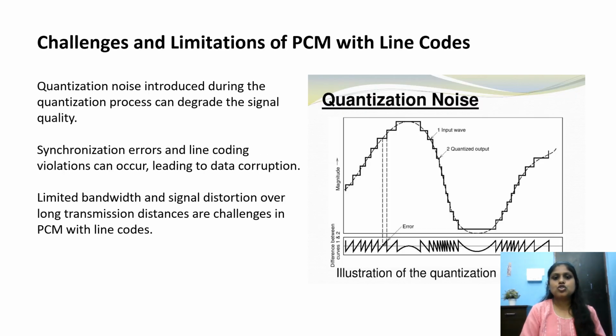Challenges and limitations of PCM with line codes. Quantization noise introduced during the quantization process can degrade the signal quality. Synchronization errors and line coding violations can occur, leading to data corruption. Limited bandwidth and signal distortion over long transmission distances are challenges in PCM with line codes.